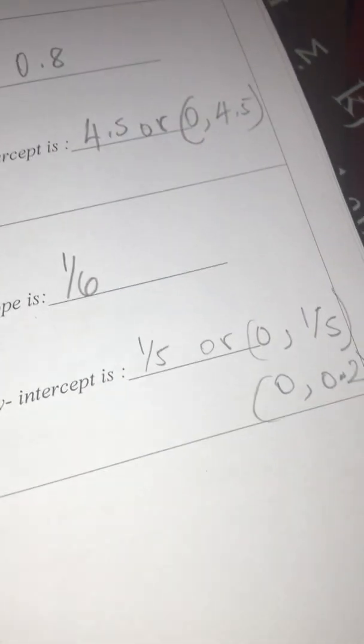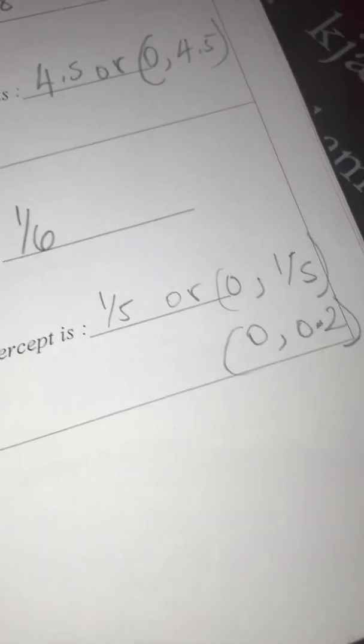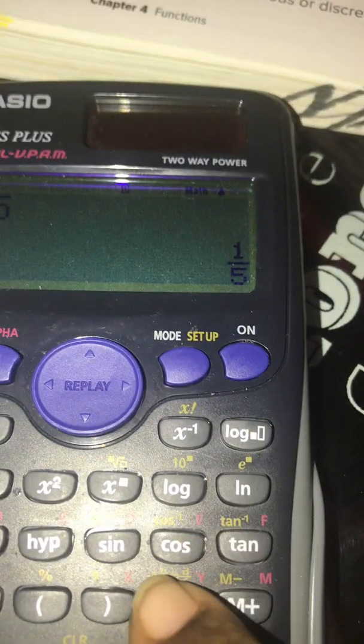Okay? I think that's what it is. 1 over 5 is 0.2. I am sure about that. 1 divided by 5, press SD, is 0.2.